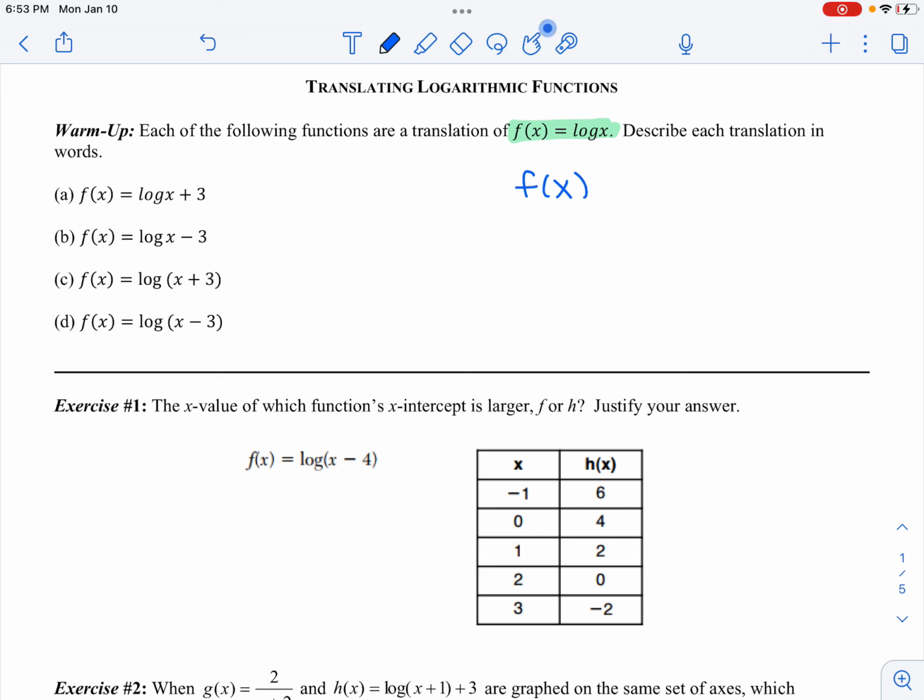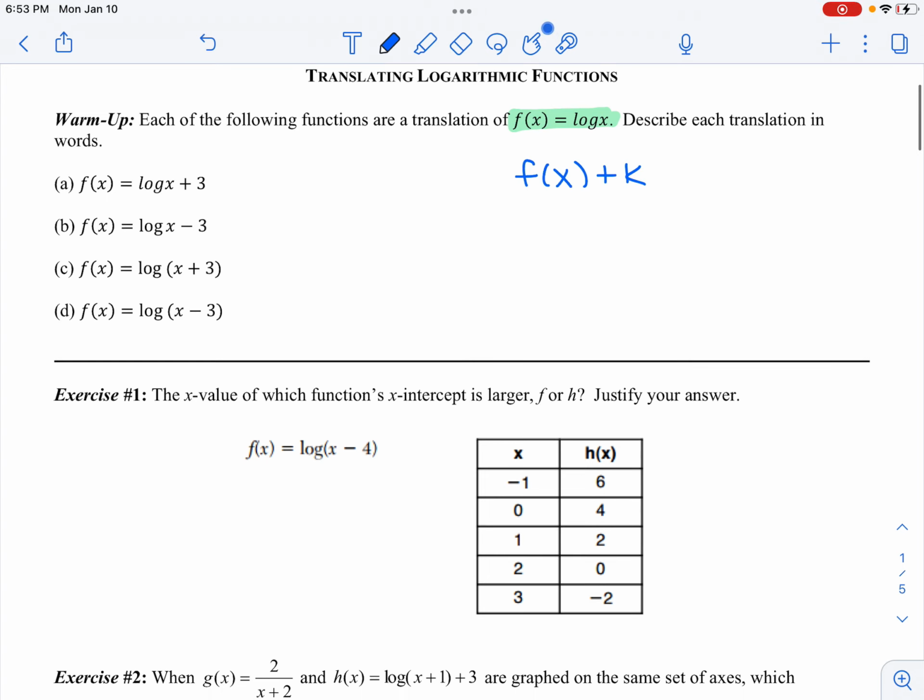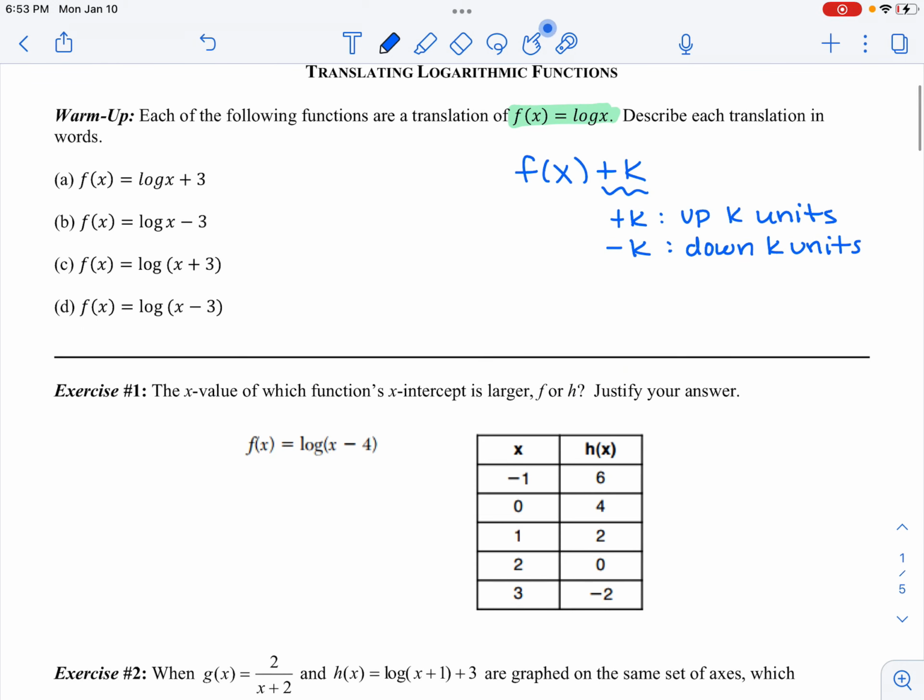transformations, when we have a function and any value is being added or subtracted outside of the function, when that value is positive, it means our function is being shifted up that many units. And if that value happened to be negative, then our function is shifting down that many units. So for part A and B, that's what we're looking at, a vertical shift. So for part A, the log graph is shifted up 3 units. And for part B, the log graph is being shifted down 3 units.